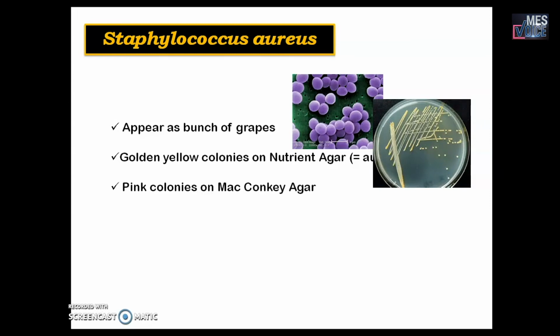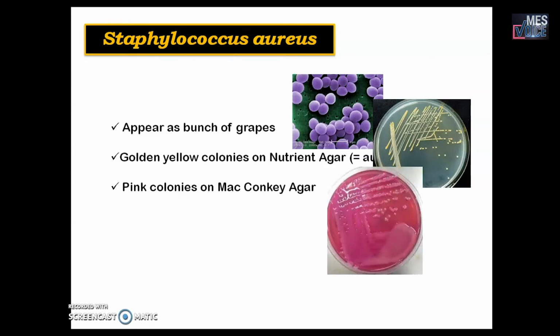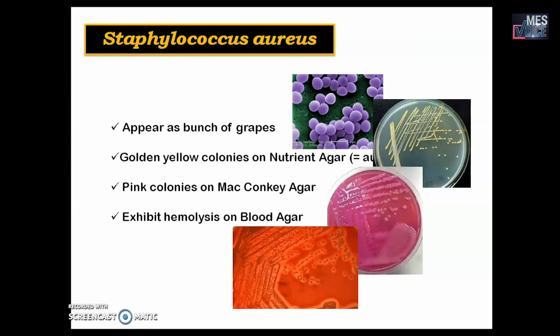In MacConkey agar, they appear as pink colonies as they can ferment lactose. Here we can see the pink colonies in this figure. They exhibit hemolysis on blood agar, which is evident by the presence of clear zones around the colonies.